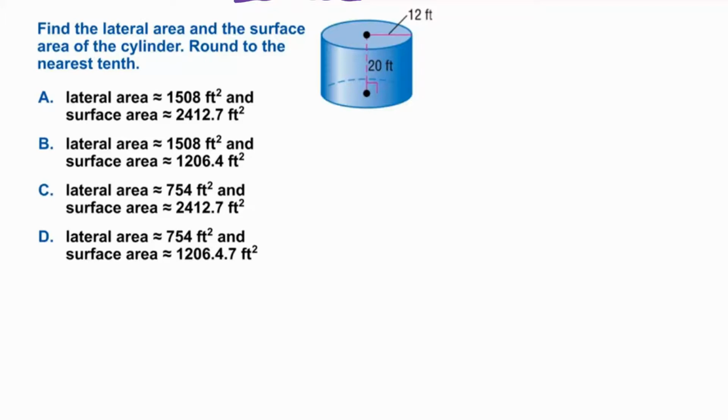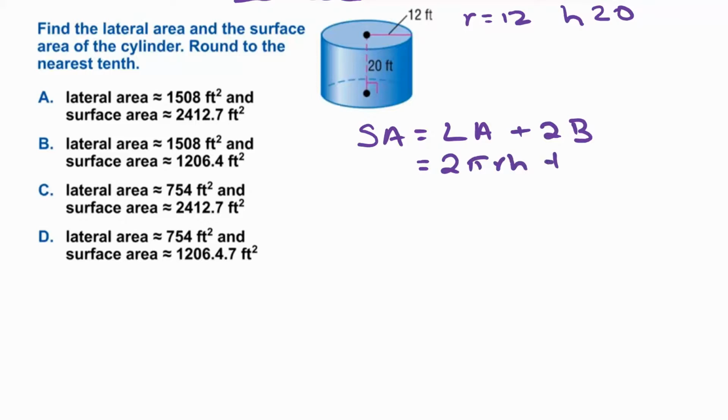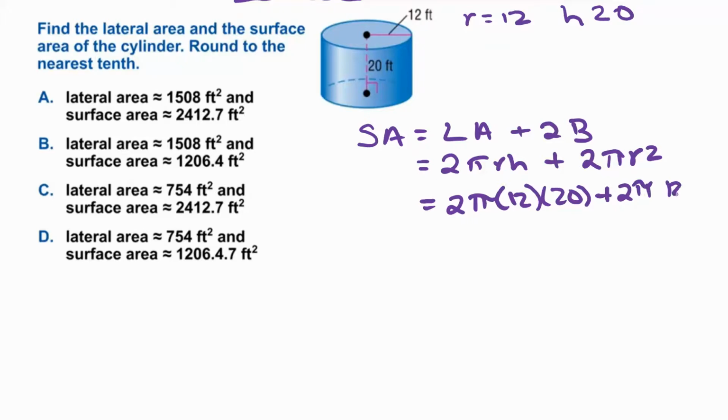Find the lateral area and surface area of this cylinder. Here we know that the radius is 12. The height is 20. We could put it just in the formula that the surface area equals the lateral area plus 2 times the base. The lateral area would be 2 pi rh plus 2 pi r squared, which gives us 2 pi times 12 times 20 plus 2 pi 12 squared.